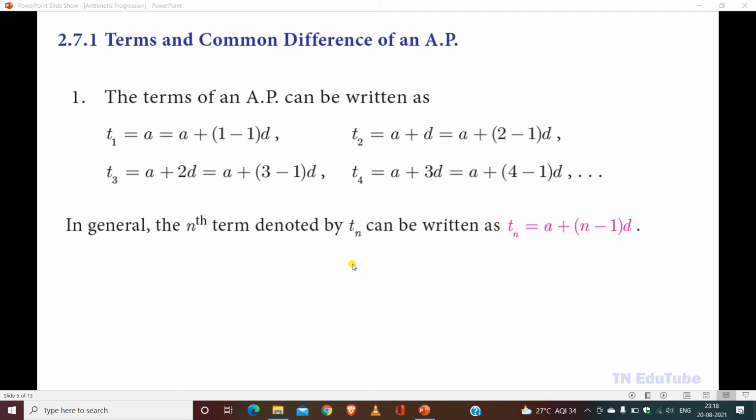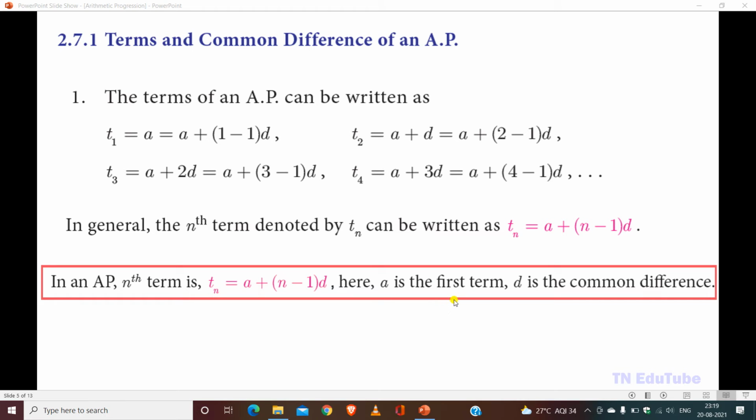So from this we have to find out the nth term. What is the nth term? Tn is equal to A plus n minus 1 into D. We have to study this nth term as a formula. It is very useful for doing problems in this section. So in an AP, the nth term Tn is equal to a plus n minus 1 into d. Here a is the first term and d is the common difference.